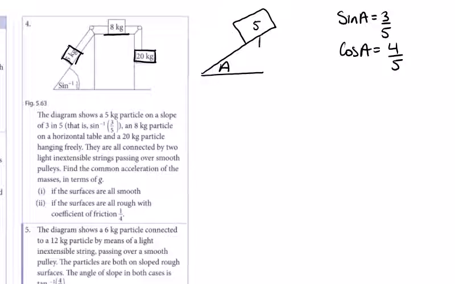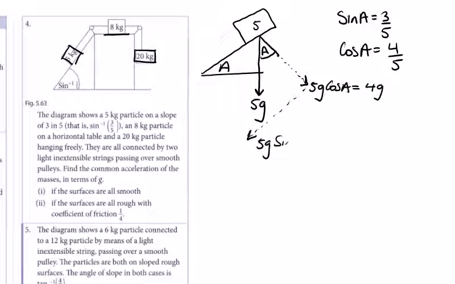So going down in this direction, we have my alternate angle. Down here we have 5g, here we have 5g cos A, which is equal to 4g, the 5's cancel. In this direction, I have 5g sine A, which is equal to 3g.